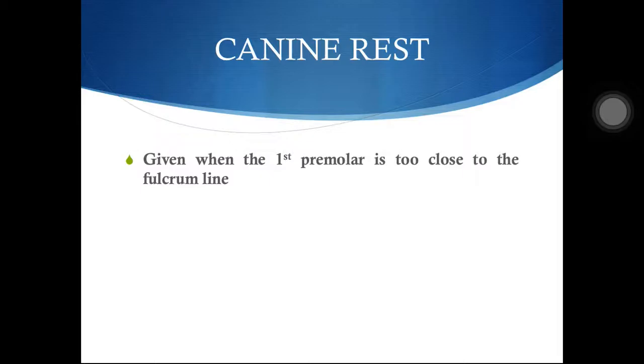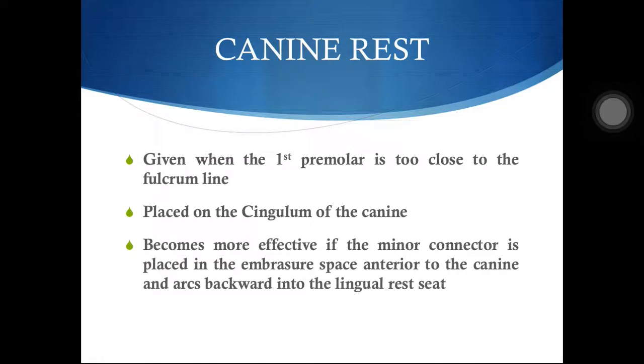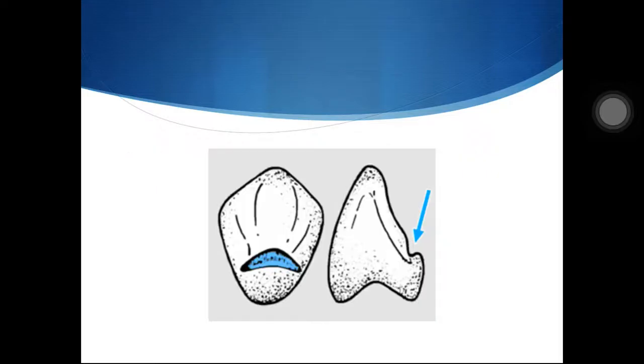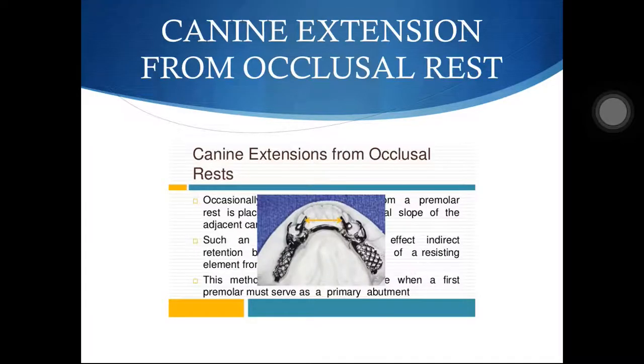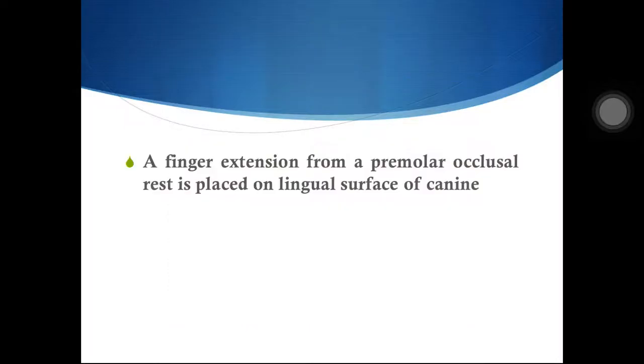Canine rest can also be given when the first premolar is too close to the fulcrum line and it is placed on the cingulum of the canine. And it becomes more effective if the minor connector is placed in the embrasure space anterior to the canine and arcs backward into the lingual rest seat. This is the cingulum rest over the canine. You can see that the provision of rest for indirect retention should have definite seating. This is the basic requirement for the indirect retainer to be effective. Canine extensions we will discuss later.